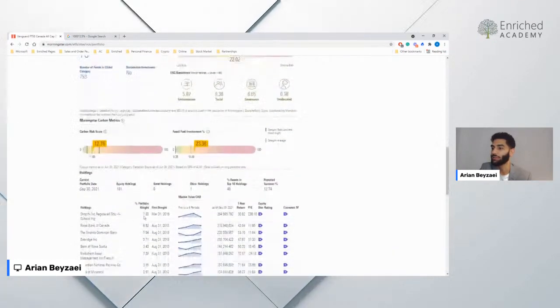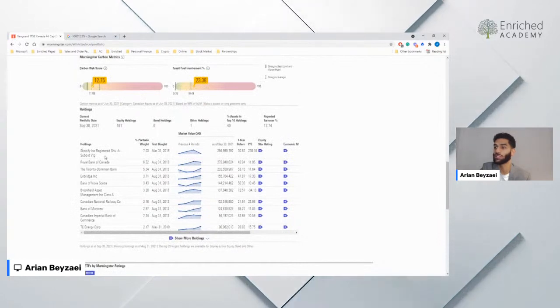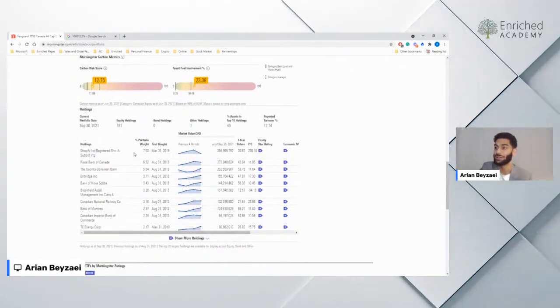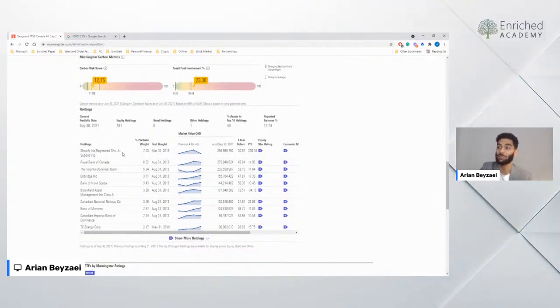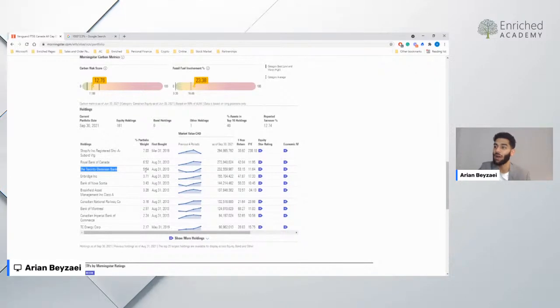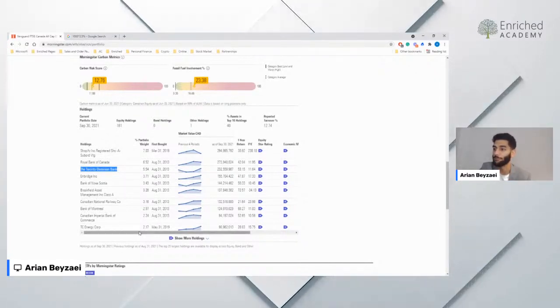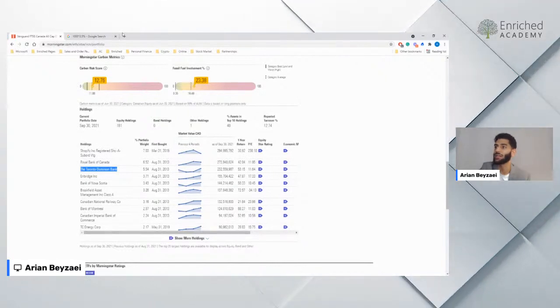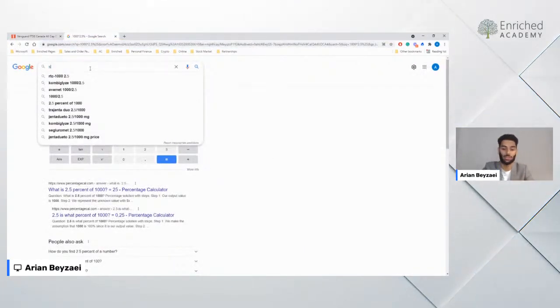Where is the information here? Okay, guys, look at the holdings. Shopify. That is where most of your money is going to be. 7% of this fund is in Shopify. Royal Bank of Canada, 6.5%. TD, 5.5%. Enbridge, Bank of Nova Scotia. Great companies. Shopify is just absolutely on fire these days.